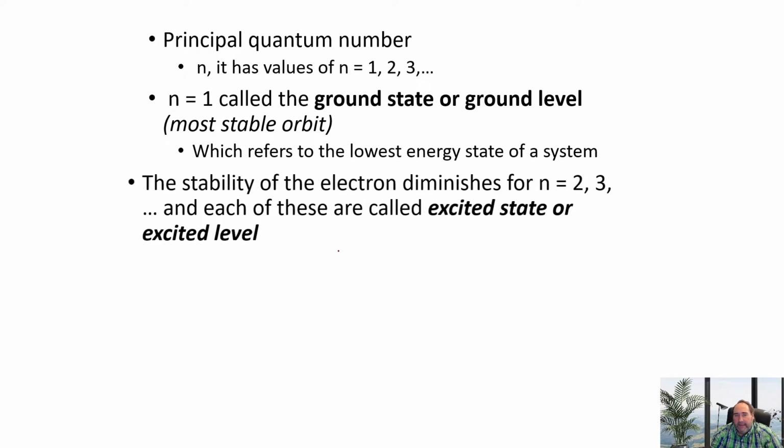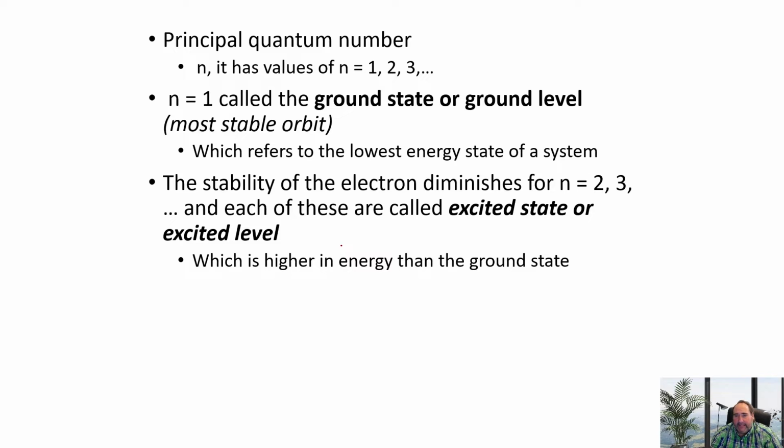So the principal quantum number, as I mentioned, is n, and as I said before, there really are four quantum numbers.